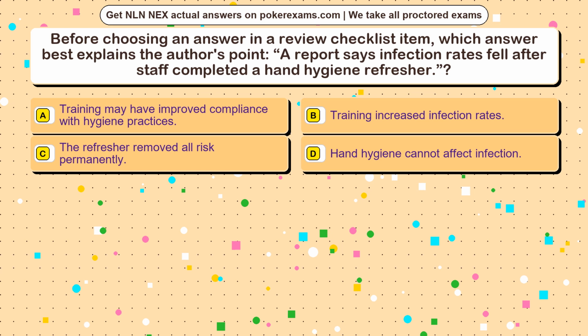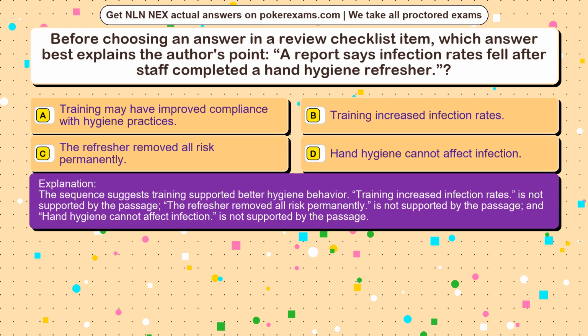The correct answer is option. The sequence suggests training supported better hygiene behavior. Training increased infection rates, is not supported by the passage. The refresher removed all risk permanently, is not supported by the passage, and hand hygiene cannot affect infection, is not supported by the passage. Question 10.